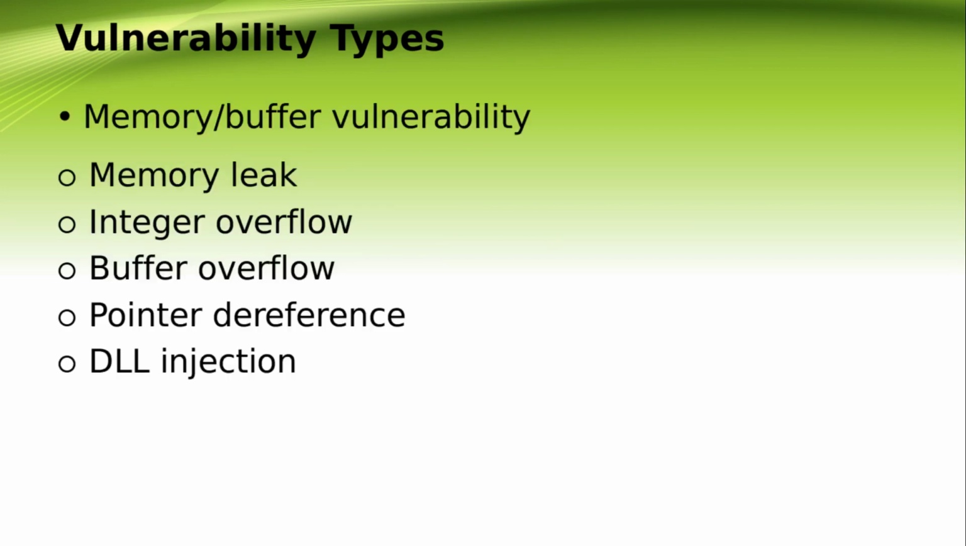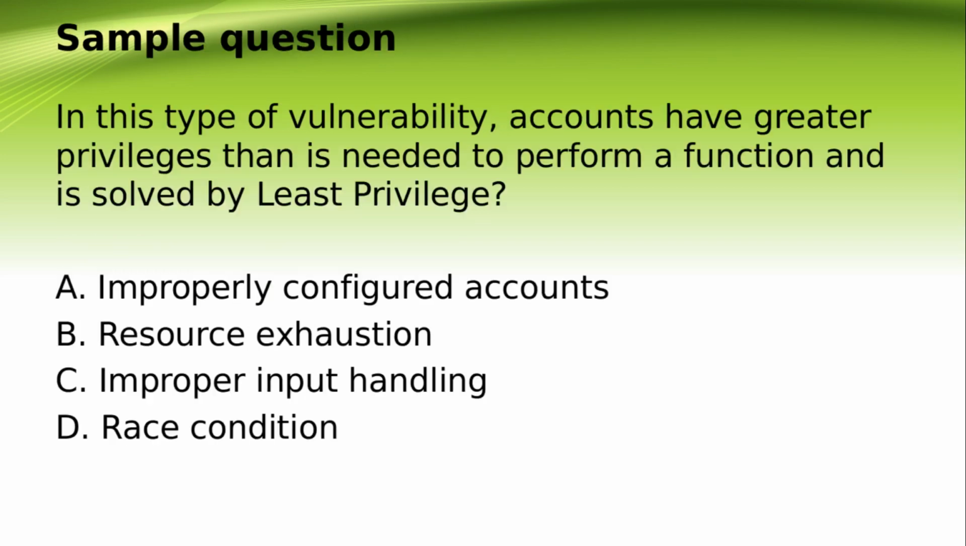Vulnerability types again. The last one is memory buffer vulnerabilities: memory leaks, integer overflow, buffer overflow, pointer dereference, and DLL injection. That completes the list. We have a lot of tools for this; you can find open source ones like OpenVAS and Nessus. These are all vulnerability scan tools.